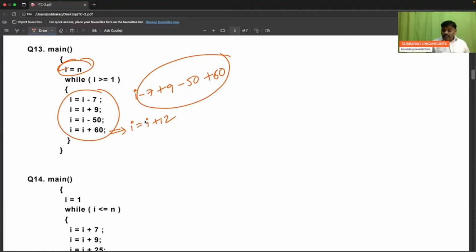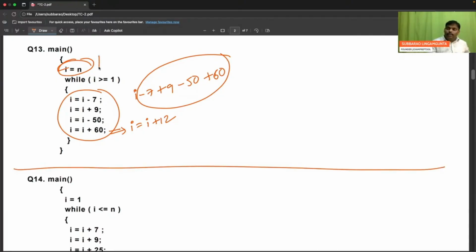But understand one interesting thing. Everyone try to understand. Question number 13 is going to be a very important problem. Already you started with a big number, but overall, if you observe, every round you are incrementing 12. Remember, time complexity is not related to any programming language. Time complexity is related to logic. It does not belong to any programming language.